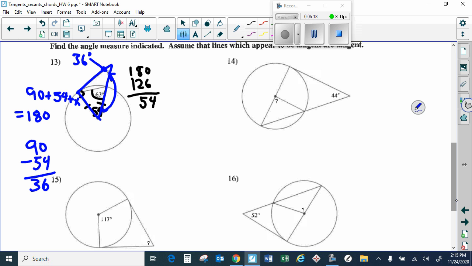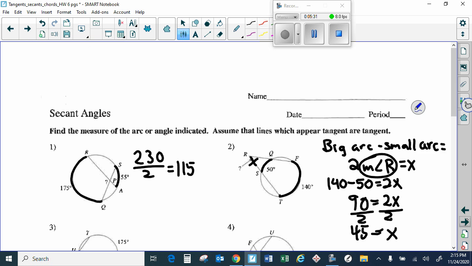Don't forget, since these are 90s, since they're tangent, now I have a quadrilateral. How many degrees is a quadrilateral? 360. So I have 3 of the 4 angles, so I can subtract. Okay, next.